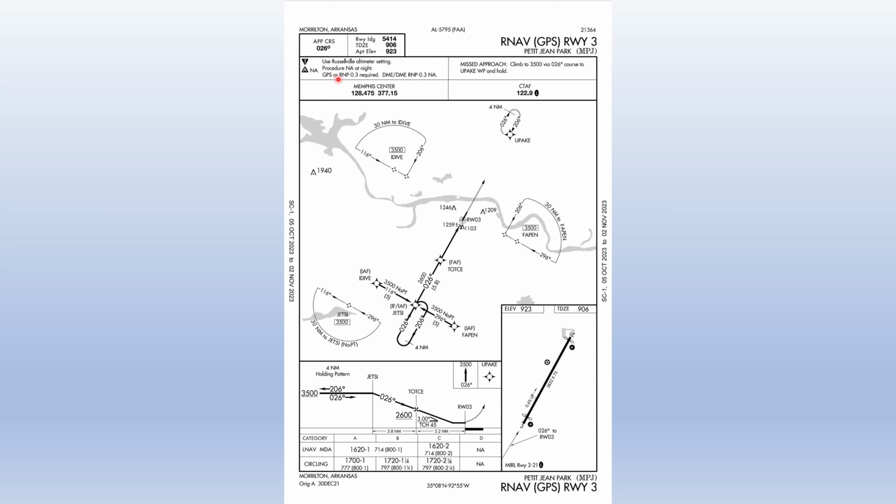It tells us that a GPS system is required that has 0.3 nautical mile accuracy, and both the G1000 and the GNS 530 and 430 are capable of that. Also tells us that a DME type RNAV system is not authorized for use, even if it does have that 0.3 nautical mile accuracy. It tells us that the missed approach procedure is to climb straight ahead to 3,500 feet via a 026 course to Upake waypoint and hold. And that is what is depicted here on the plan view. Go straight out to this intersection and enter the missed approach hold.